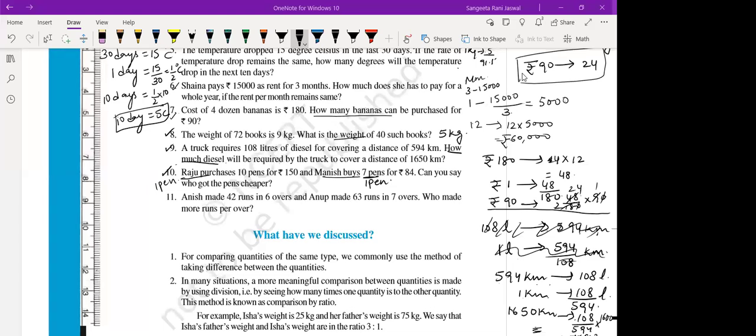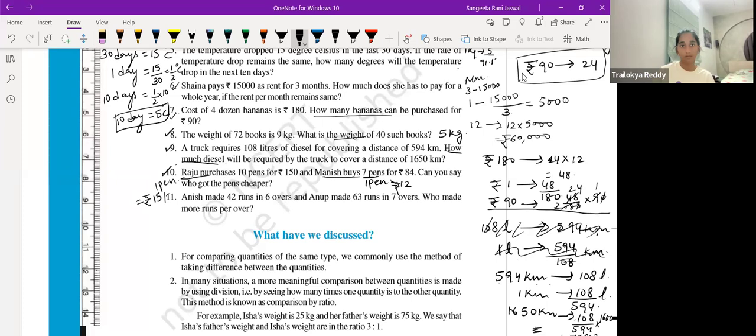Okay, tell me who got the pens cheaper, Harshit? Manish got. What is the cost of 1 pen for Manish? 12 rupees, ma'am. Okay. And how much is the cost of 1 pen for Raju? Ma'am, 15 rupees. Okay. So that means Manish got the pen cheaper, for rupees 12. Everyone got the same? Trilokya, Bhavesh? Yes, ma'am. Okay.